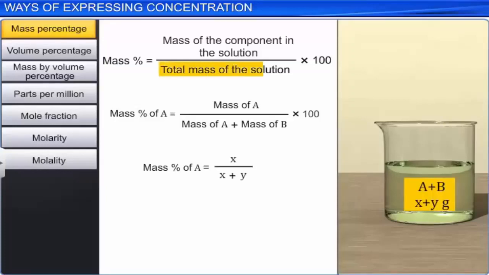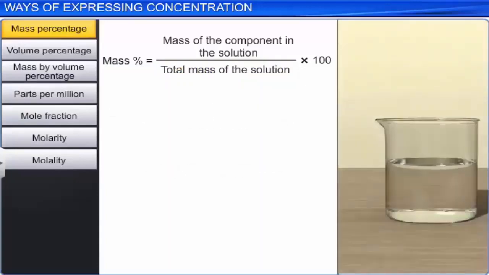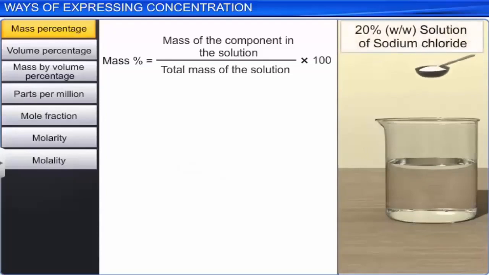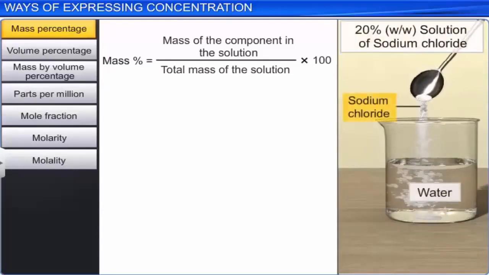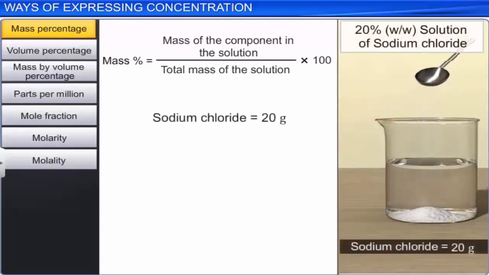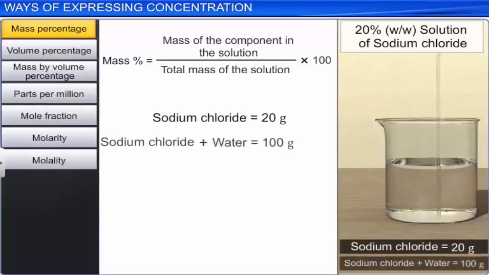For example, a 20% weight by weight solution of sodium chloride in water means that 20 grams of sodium chloride is present in 100 grams of the solution. Note here that 80 grams of water and 20 grams of sodium chloride make 100 grams of the solution.